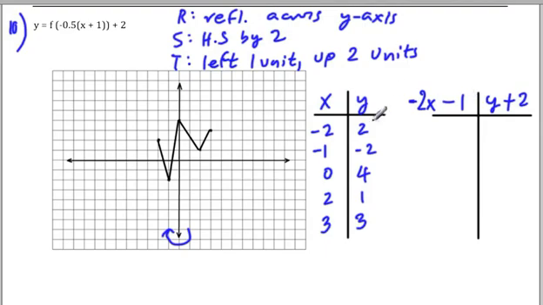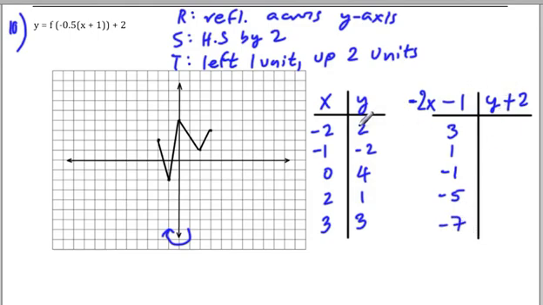Okay, so all we have to do now is just go from here to there. Negative 2 times negative 2 is positive 4, and 4 minus 1 is 3. Negative 1 times negative 2 is 2. 2 minus 1 is 1. 0 times negative 2 is 0. 0 minus 1 is negative 1. 2 times negative 2 is negative 4, minus 1, which is negative 5. And finally, 3 times negative 2 is negative 6. Negative 6 minus 1 is negative 7.